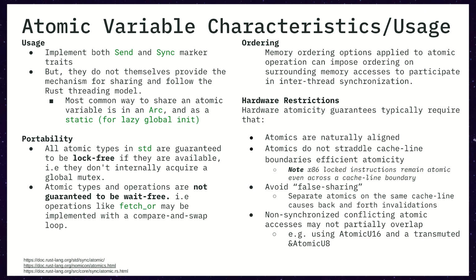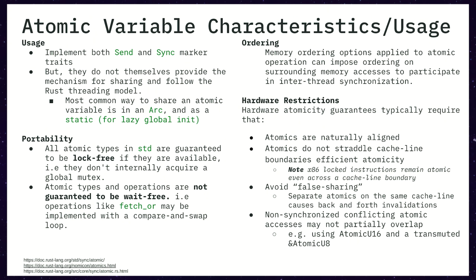These atomic variables also carry with them certain characteristics. When it comes to usage, it makes sense that they implement both Send and Sync because we need to use them within threads. However, they still follow the Rust threading model. So if you're going to use them within threads, you either wrap them within an Arc or have them be statically available via some form of lazy global initialization.